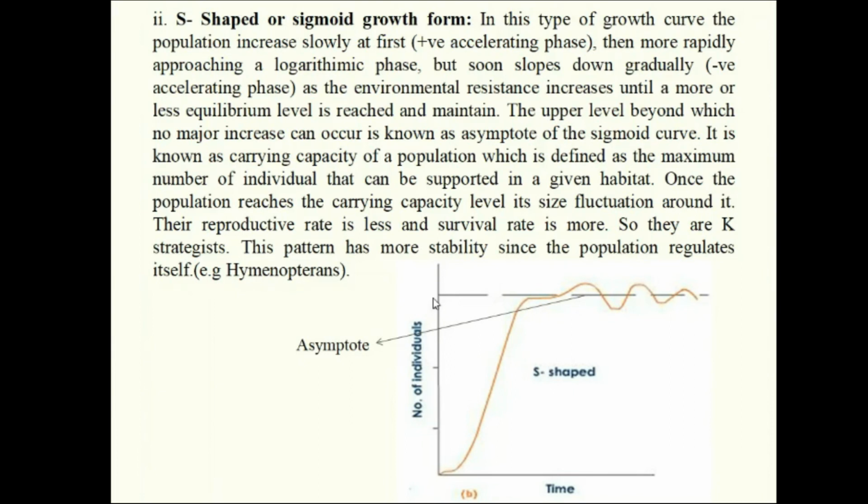Once the population reaches the carrying capacity level, its size will fluctuate around it. You see, the size is fluctuating. Yes or no? The reproductive rate is less because this is K strategy, and survival rate is more because this is again K strategy. And it is more stable and most found in lepidopteran insects, hymenopteran insects, coleopteran insects. For them, such kind of S-shaped growth curve will be there. Understood? It is also known as the sigmoid curve. Okay? Clear? Yes, sir.